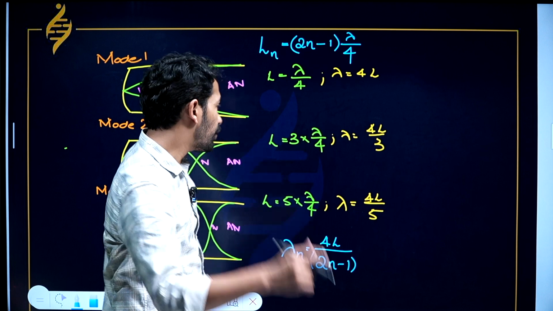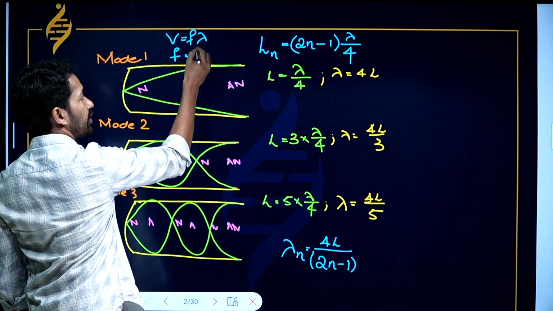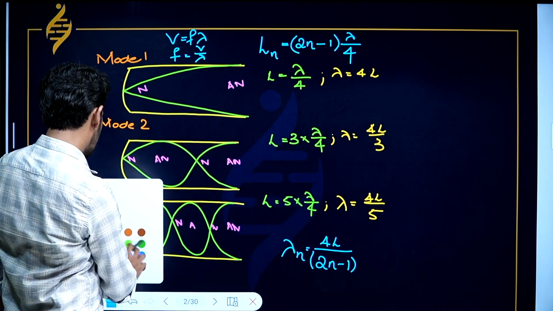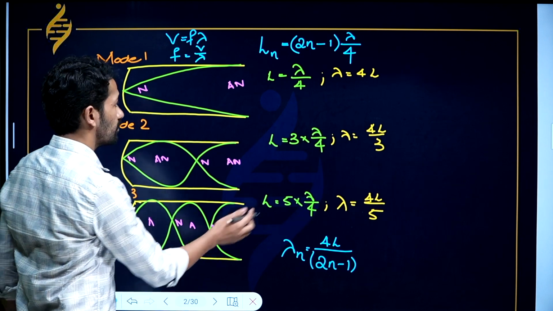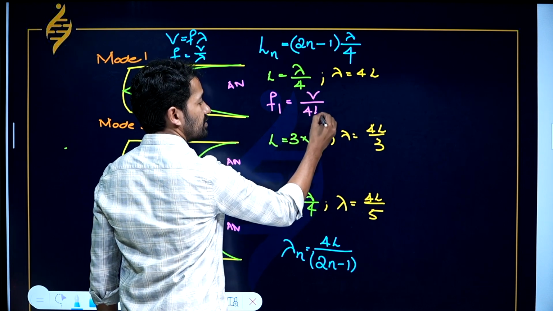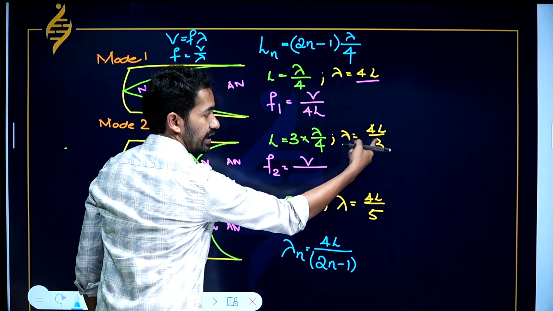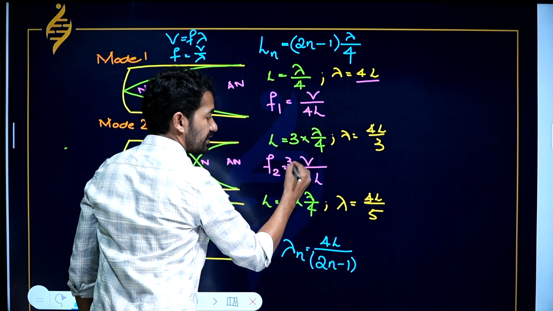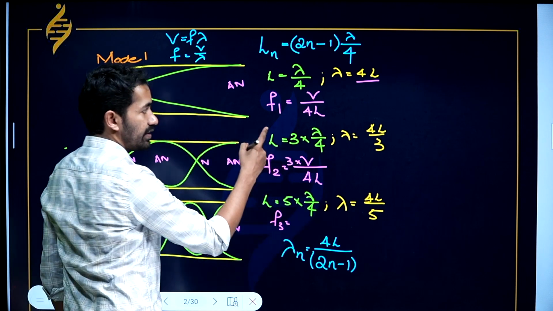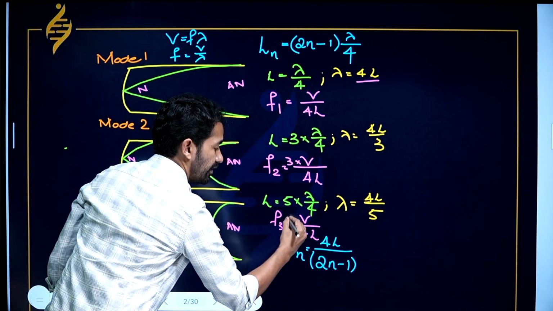Now we will be finding the frequency. You know that the equation for frequency is V is equal to F lambda and F is equal to V divided by lambda. Let's see that. So F1 is equal to V divided by lambda, which is 4L. Likewise F2 is equal to V divided by, here lambda is 4L by 3. Last one, F3 is equal to V divided by lambda, and here lambda is equal to 4L divided by 5.